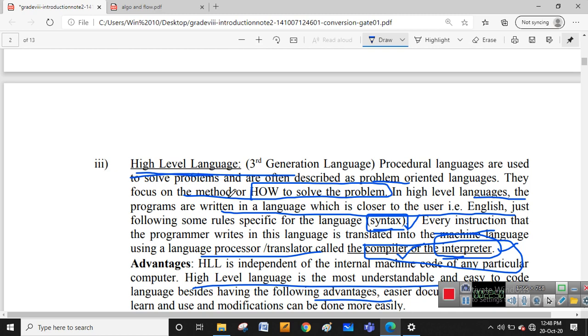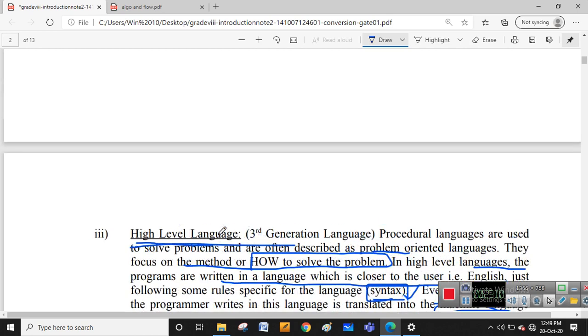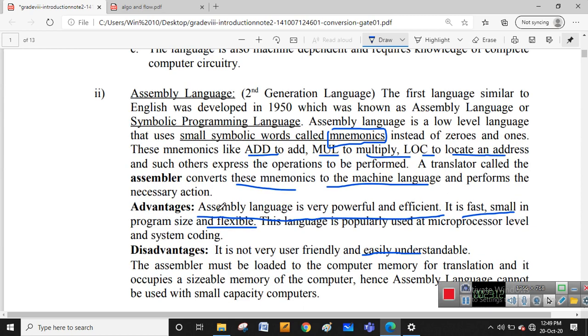The first generation is nothing but machine language, where it deals with zeros and ones. उसमें क्या advantages है कि fast execution है, but the disadvantage is that more errors will come as it deals with zeros and ones only. In the second generation they rectified that, using special simple symbols called mnemonics. But the problem in assembly language is that it is not very user friendly and not easily understandable by everyone.